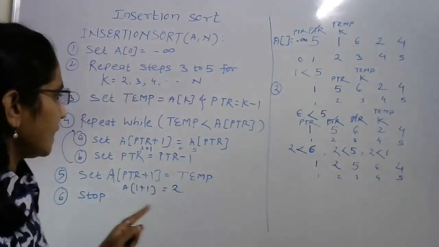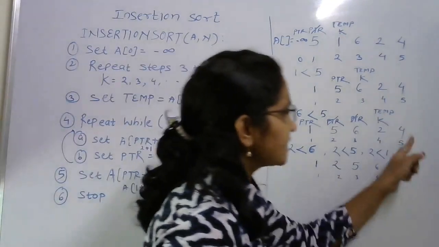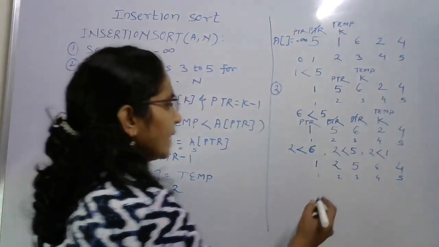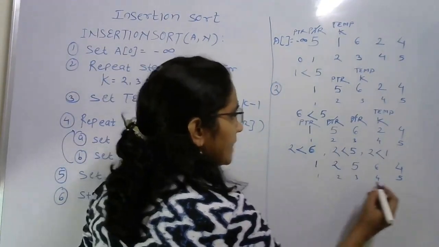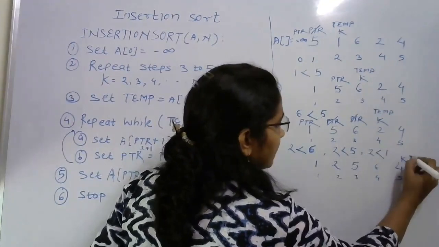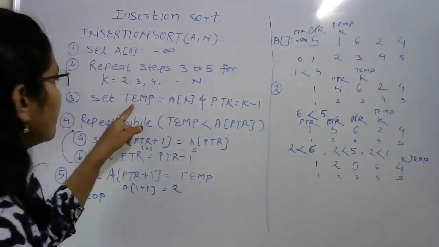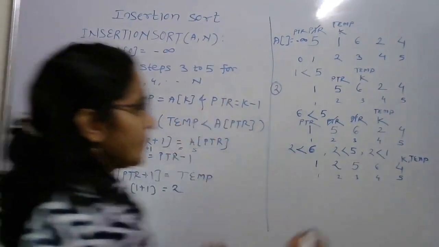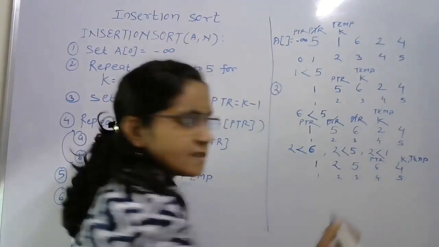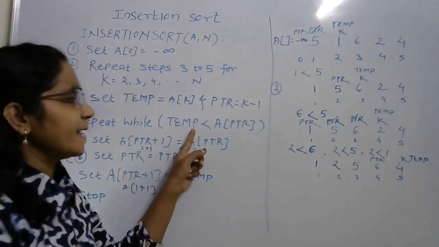Okay, now the loop is completed. Now we move towards the next pass, k equal to 5. Now k equal to 5 means this is the k, and at the same place the temporary is here once again. Now temporary equals A of k and PTR equals k minus 1. Your new PTR is located at 5 minus 1, that is equal to 4. Then check whether temporary is less than A of PTR.